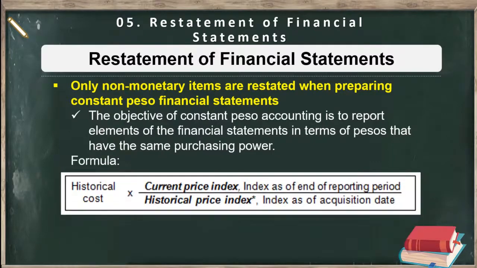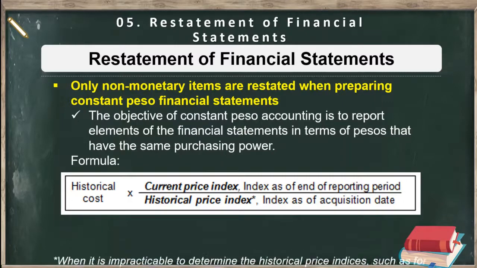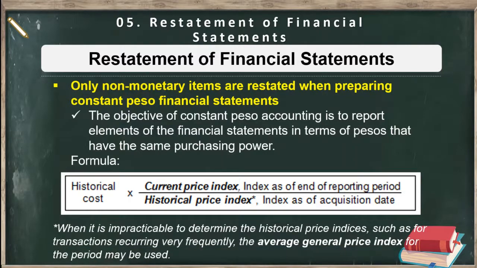So the formula would be historical cost times the index as of the end of the reporting period, also called the current price index, over the index as of the acquisition date, also called the historical price index. When it is impracticable to determine the historical price indices, such as for transactions recurring very frequently, the average general price index for the period may be used.